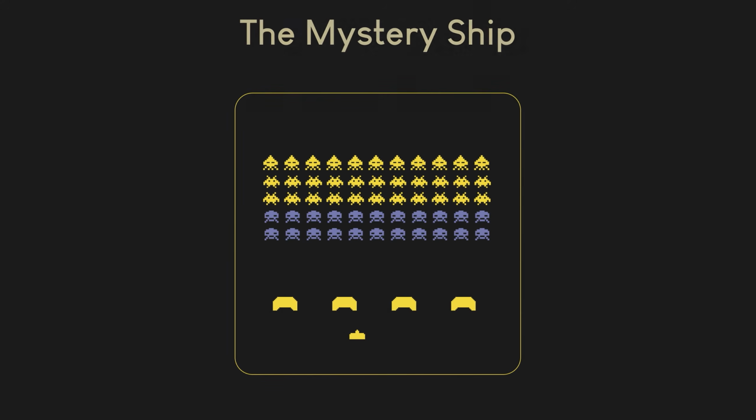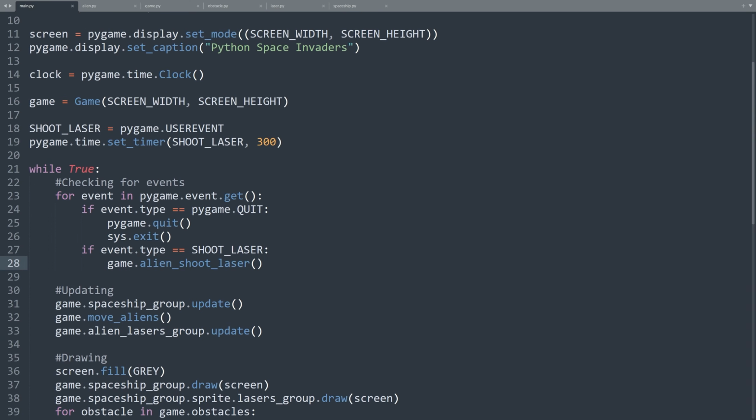The mystery ship is another alien ship that periodically appears at the top of the screen and moves horizontally, either to the left or to the right. Unlike the regular alien ships, this unique alien ship doesn't shoot lasers. However, players have the opportunity to earn extra points by hitting it. So let's enhance our game by adding this intriguing feature to it.